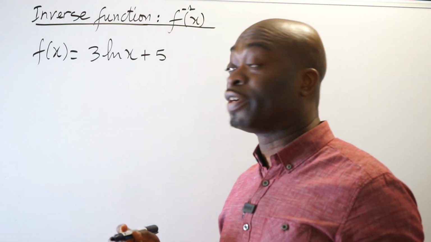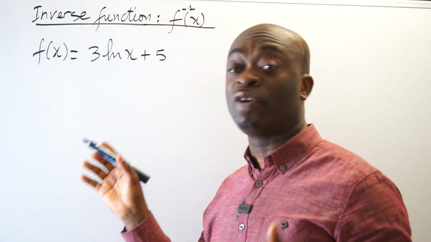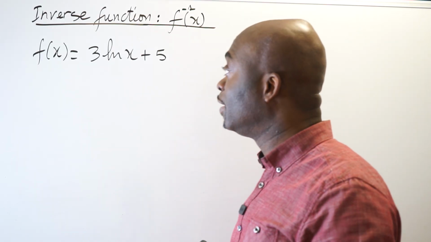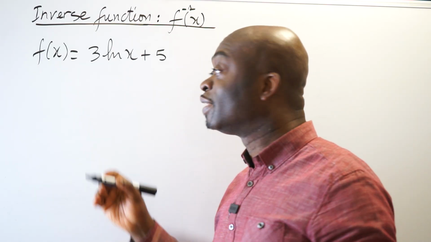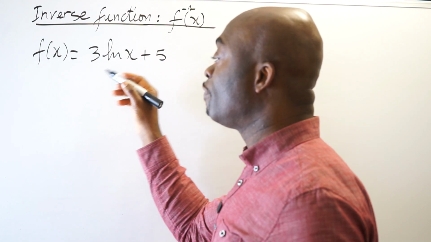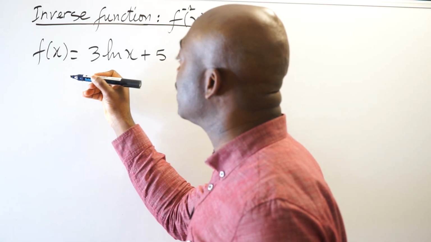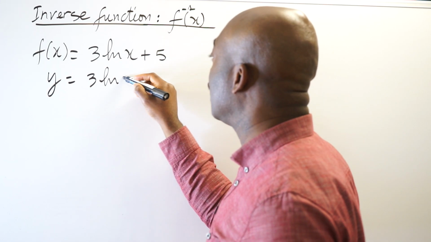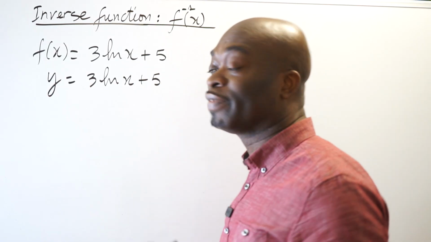Now here we have a logarithmic function, and we need to find the inverse function for it. So step one, change f(x) with y. As always, that does not change. So we have y equals 3 ln x plus 5.